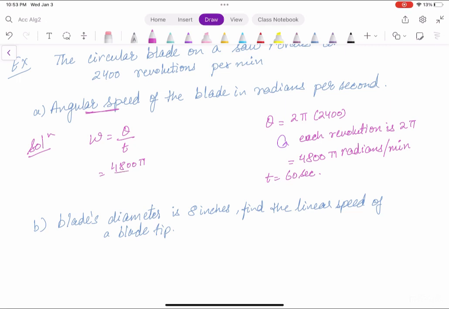So let's put it in our angular speed. 4,800 pi divided by 60 seconds, and you can simplify it. It will be 80 pi radians per second, because the question is asking for per second. If it asks for per minute, you can just leave the answer as 4,800 pi radians per minute.